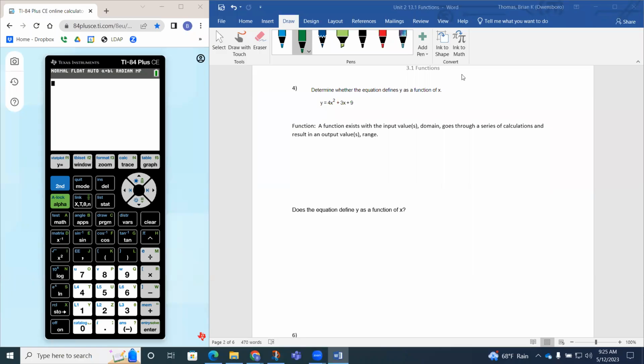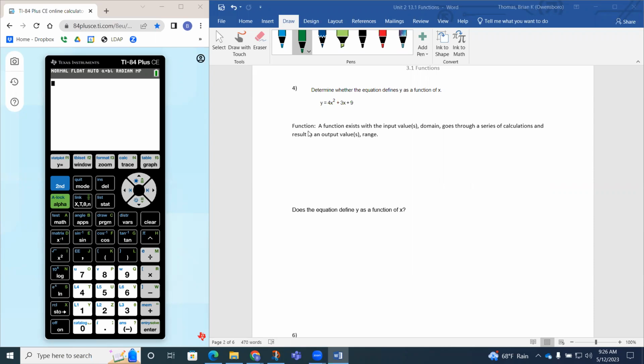So question 4 involving functions says determine whether the equation defines y as a function of x. For y to be a function of x, what that means is the x has to go through a series of calculations and has to result in just one y value.